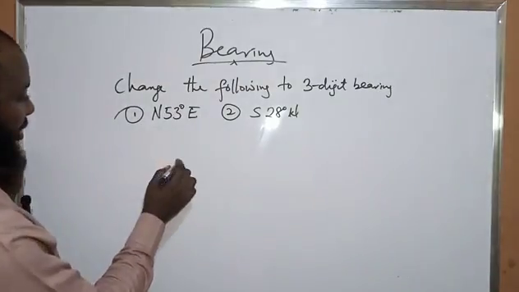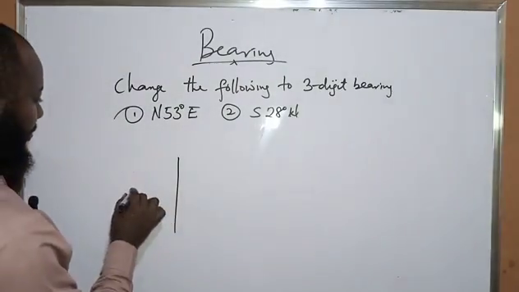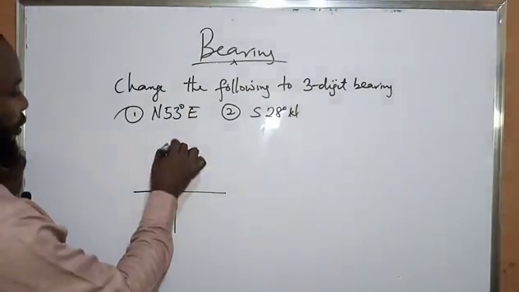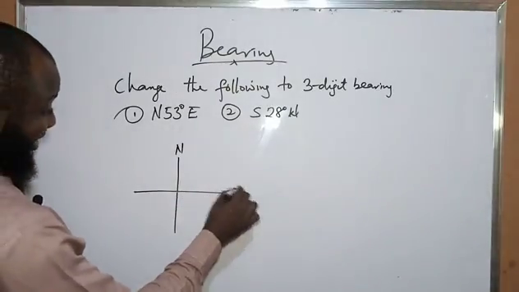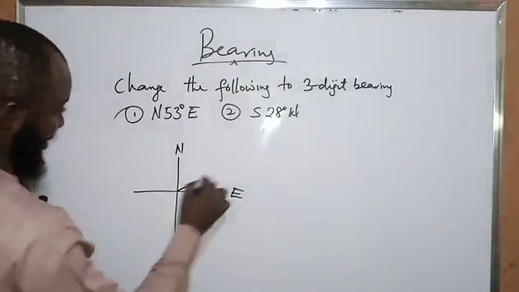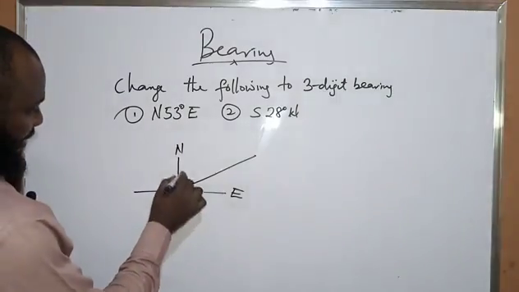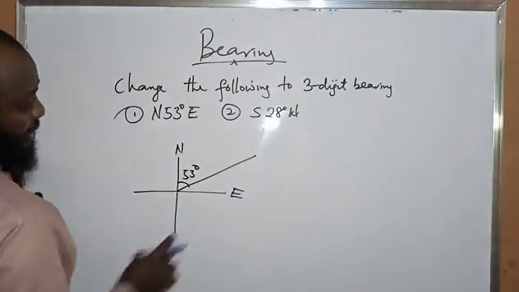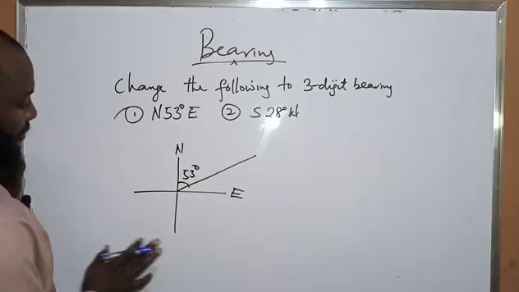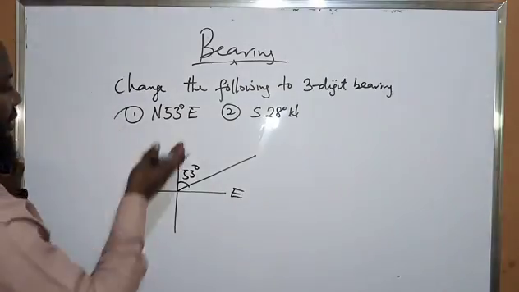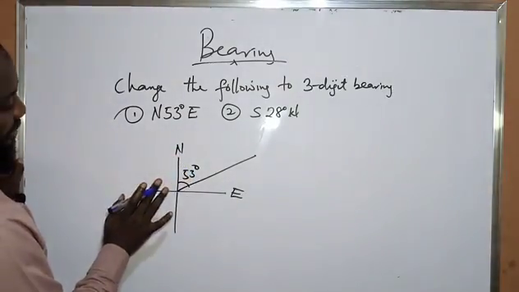So in sketching this, we have the north, and this is the east. 53 degrees east. We have sketched this, so the next stage is changing this one to 3-digit bearing.